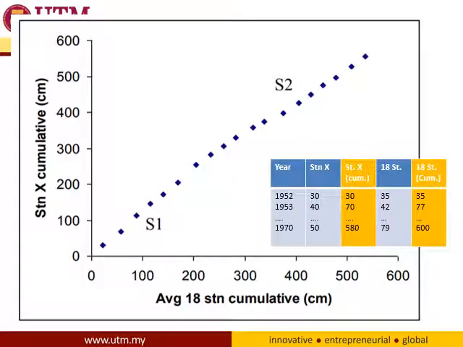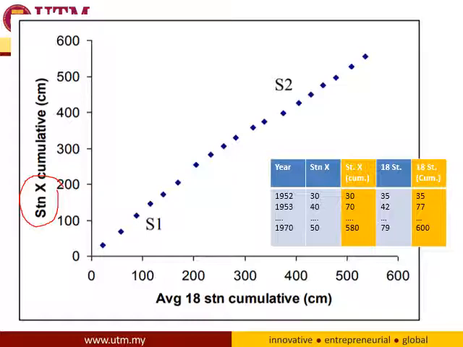Okay, so this is an example of the data. Let's say we are testing station X. We want to see whether there is some external error in the data collection using the rain gauge. So we are testing station X, and we need to have data from the neighboring stations.